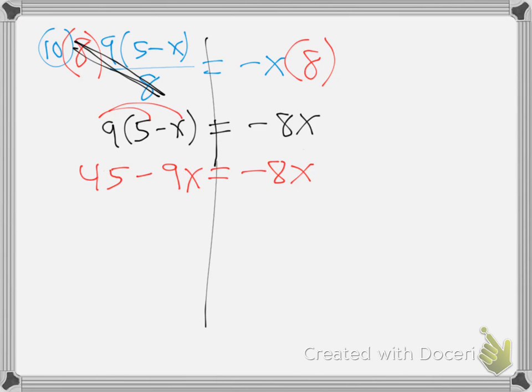If you're going to do it this way, we have to get x by itself, right? So we would subtract 45 from both sides, right? That would leave x negative still. So you divide by negative 1. That makes it positive, so x is 45.